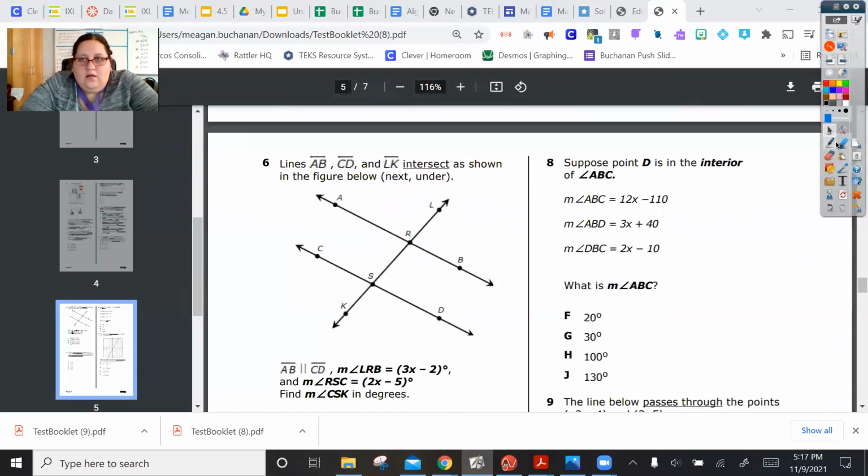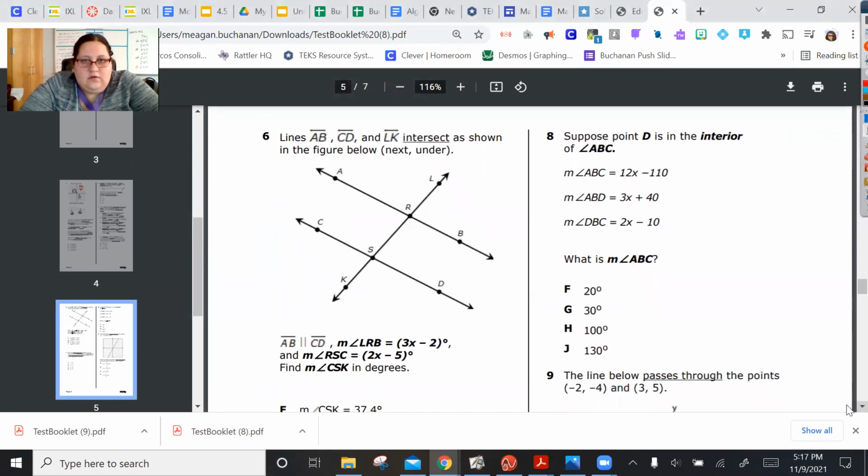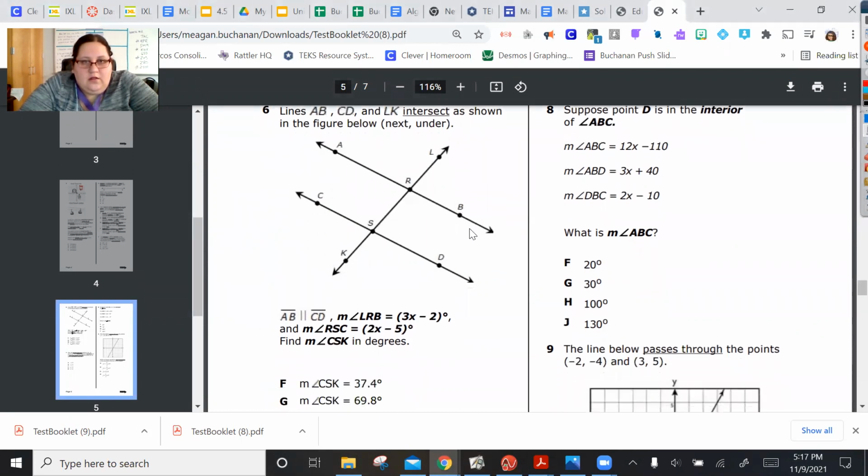Okay. Lines A, B, C, D, and OK intersect as shown in the figure below. Next. Okay. AB is parallel to CD. Then it says angle LRB, this one right here, is 3x minus 2. Then RSC is 2x minus 2.